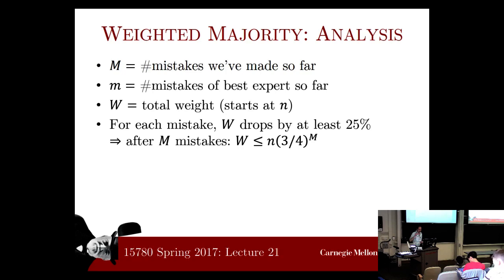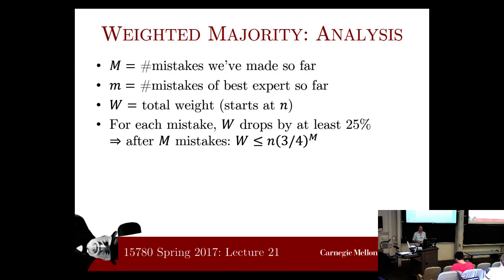Now the crucial point, which is what we saw in the illustration, is that every time we make a mistake, the total weight in the system drops by at least 25%. Every time we make a mistake, it means at least half of the total weight in the system voted for the wrong answer, right? And then all of that total weight of at least 1/2 gets cut by half. So the total weight in the system goes down by at least 1/4 of what it was before.